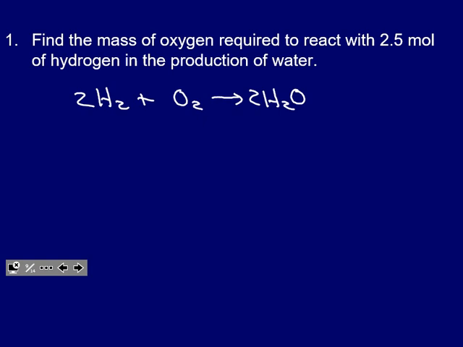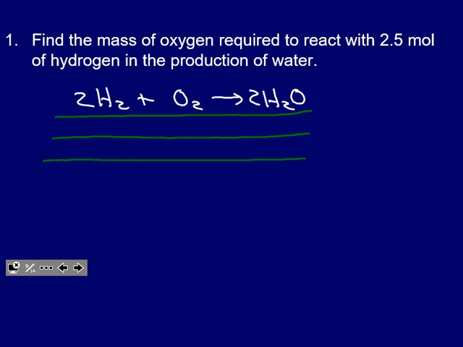I'm going to draw the lines out one more time, and in the top row, I put my grams. In the middle row, I put my conversion factors, or the number I'm going to use to turn it into moles. And then in the bottom row, I'm going to put my moles. So it says, find the mass of oxygen. So remember, this is my gram line, which means up here in the gram line and right below the O, I'm going to put question mark grams.